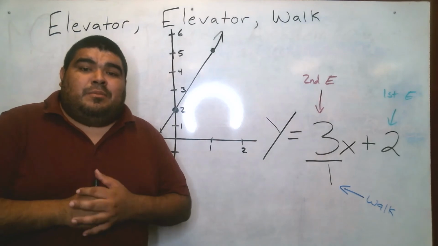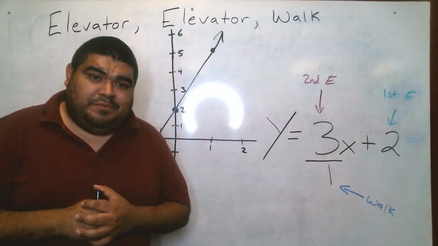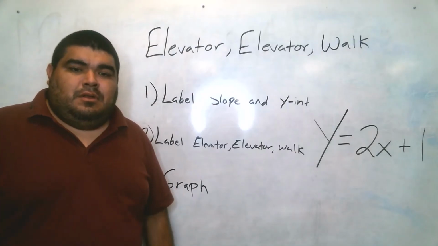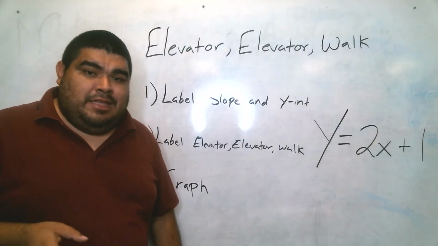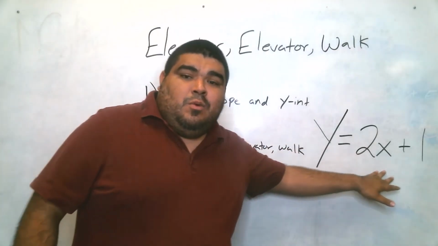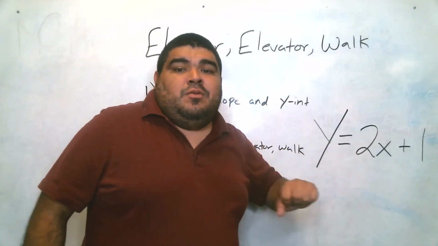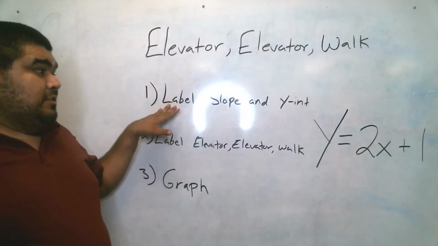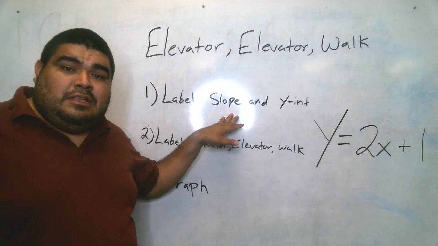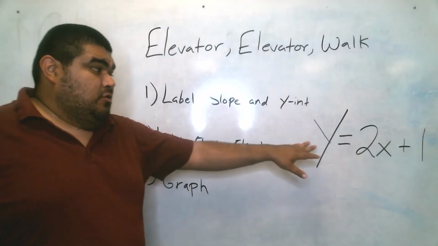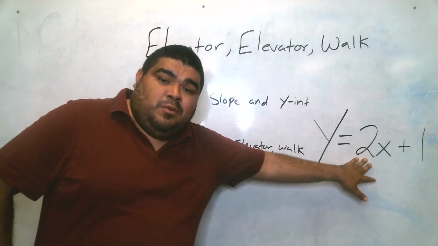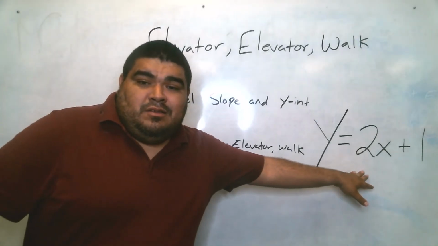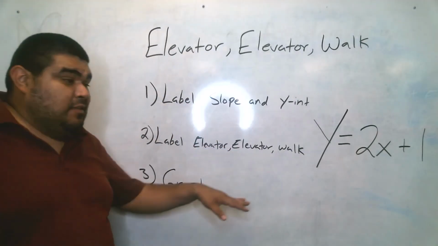Now, I'm gonna go ahead and give you your assignment for today. All right, guys, here's your assignment for today. Here's the equation, y equals 2x plus 1. Remember, we're using elevator walk. So the first thing to do is label it slope and y-intercept for number 1. So you're gonna give me one of them with the slope and the y-intercept labeled. Then you're gonna give me another one where you label it elevator, elevator walk. And then the third one is you're gonna graph this equation.